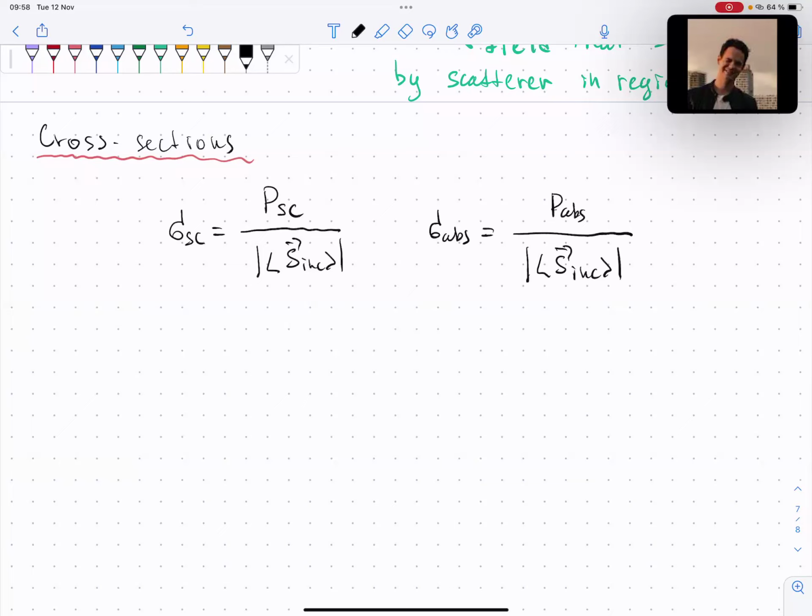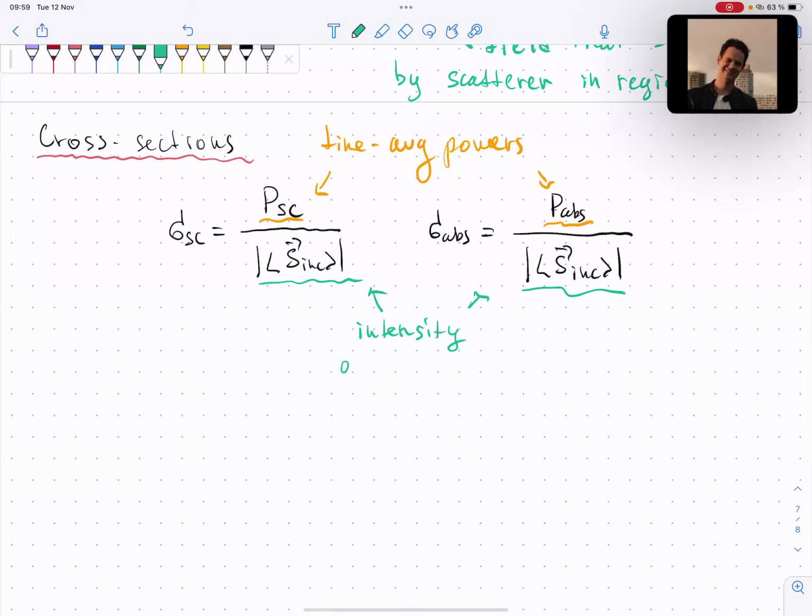Here, these two are just time averaged powers. In the first case, it's the power which was scattered by the particle. In the second case, it is the power which was absorbed by the particle. And this is basically the intensity of the incident plane wave, something like this.